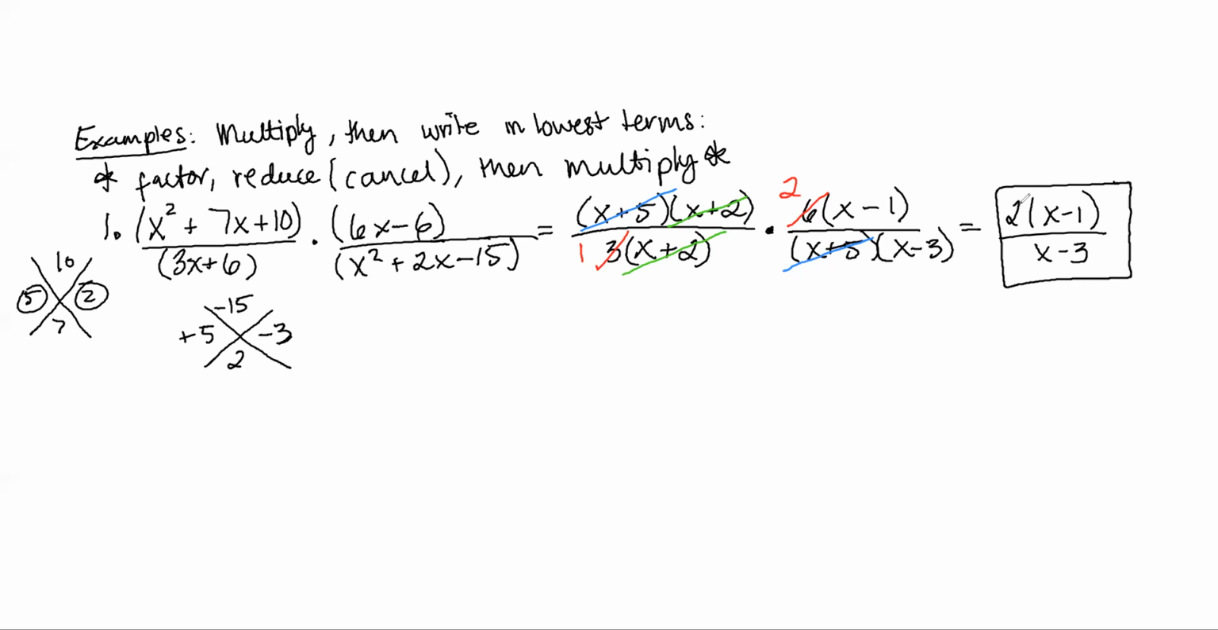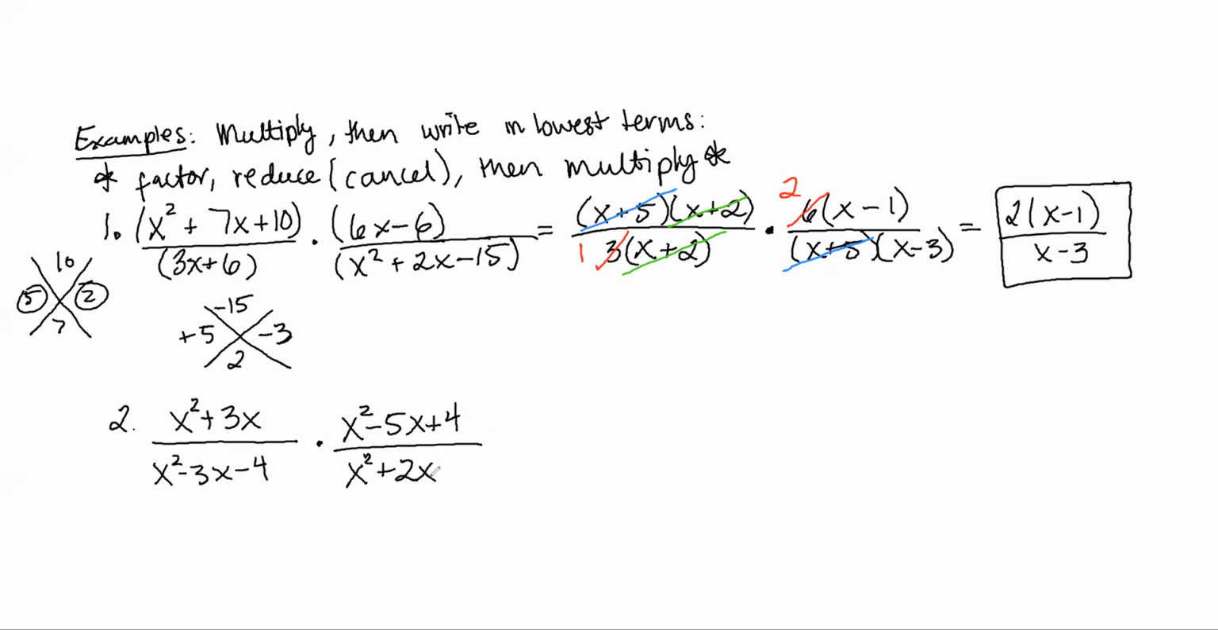All right, let's go ahead and try another one of these. Let's do x squared plus 3x over x squared minus 3x minus 4 times x squared minus 5x plus 4 over x squared plus 2x minus 3.